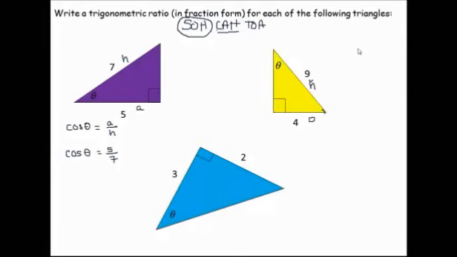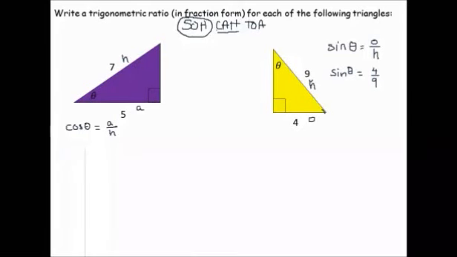So let's write our trig ratio. Sine of theta is equal to the opposite over the hypotenuse. Substitute the values that we know: sine of theta is equal to the opposite, which is 4, over the hypotenuse, which is 9. And that's it. There's one last one here. You can give it a go on your own first if you'd like, so you can pause the video and try it. Otherwise, you can follow along with the answer here if you're still unsure.